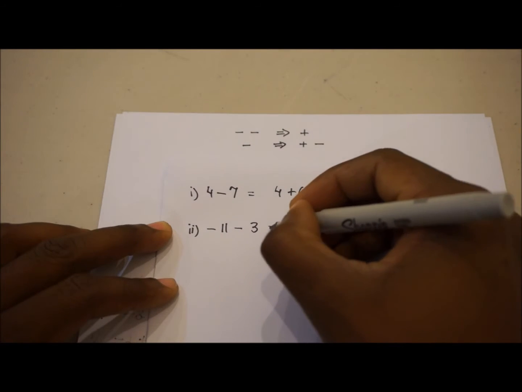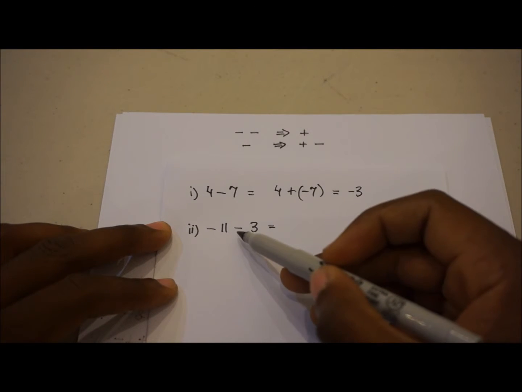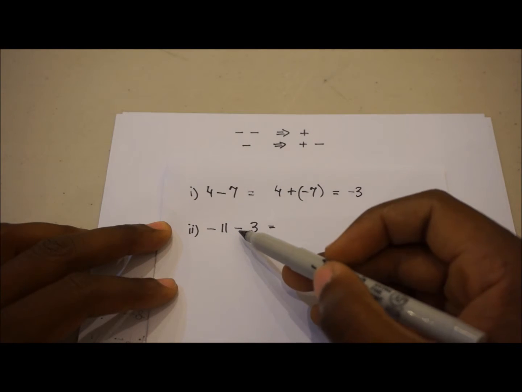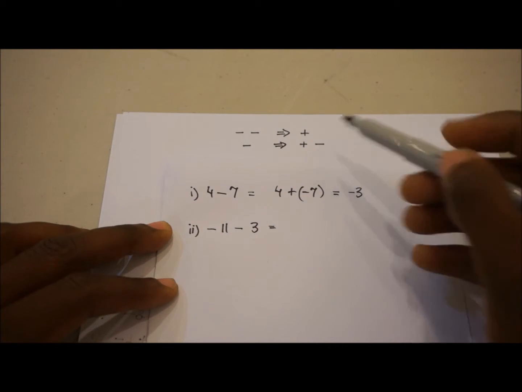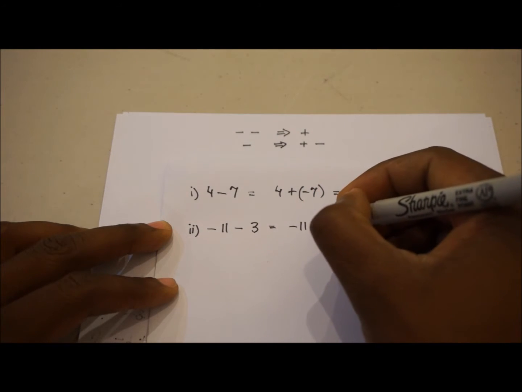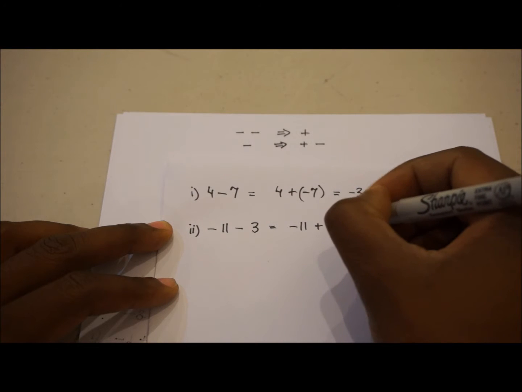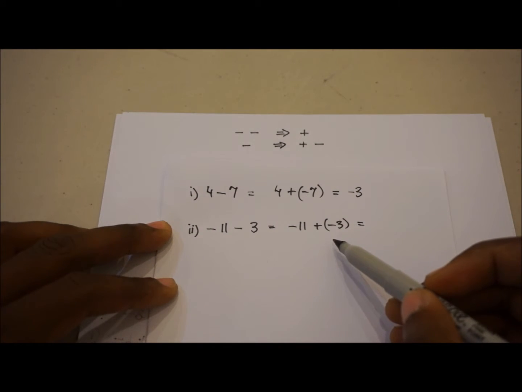A second example. We have negative 11 minus 3. Therefore, again, we have one minus sign in the middle. This minus sign can be represented as a plus and a minus together. So I can rewrite my problem as negative 11 plus negative 3. This takes me right back to my addition rules.